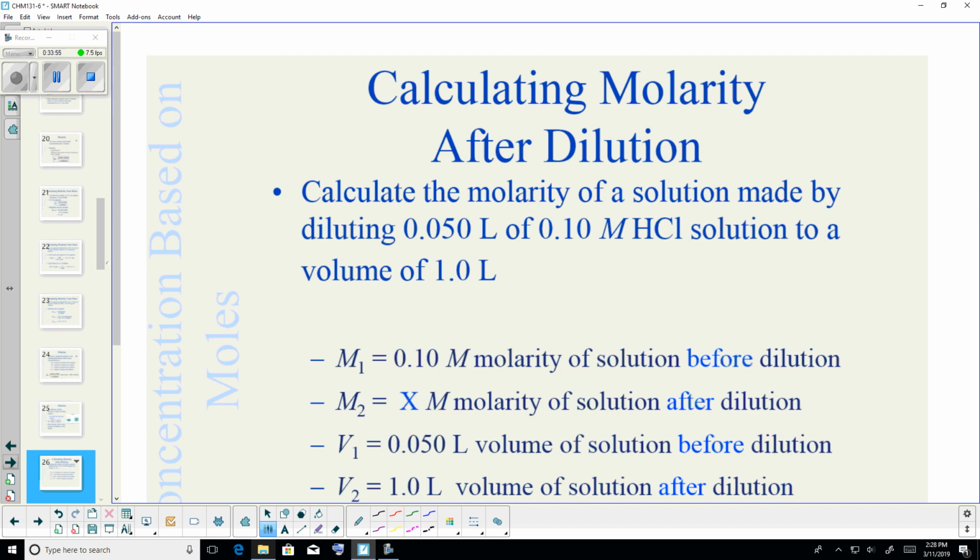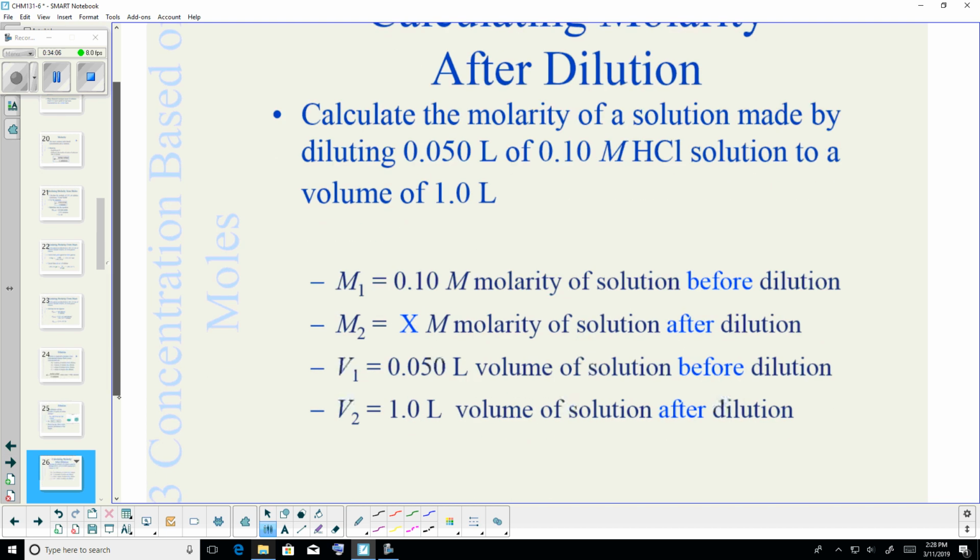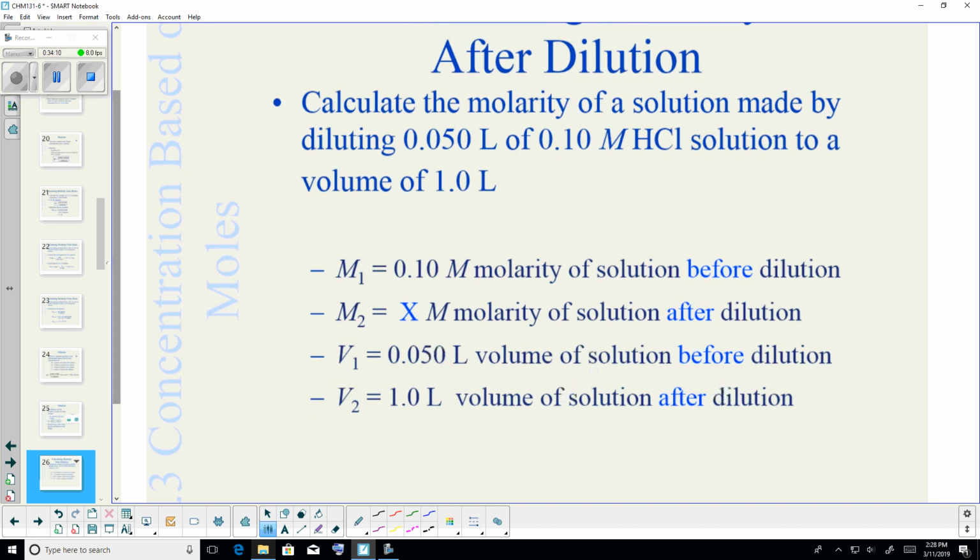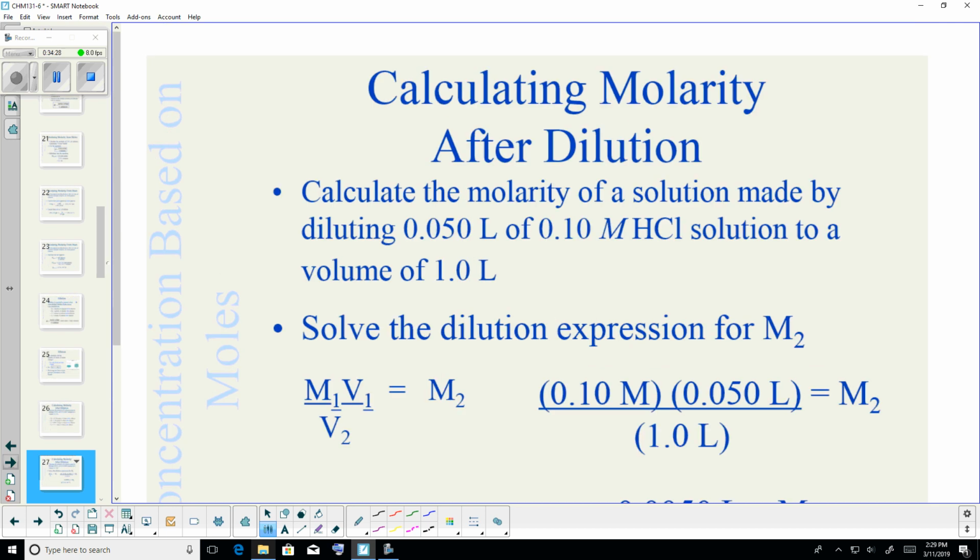Calculate the molarity of a solution made by diluting 0.050 liters of a 0.10 molar HCl solution to a volume of 1 liter. Well, M1 we've identified as 0.1. M2 we don't know, because that's what we're looking for, the new concentration. The initial volume was 0.05 liters. The final volume was 1.0. We put those in the calculation. So M2 is equal to M1 V1 divided by V2. Just rearranging that equation. 0.1 times 0.05 divided by 1.